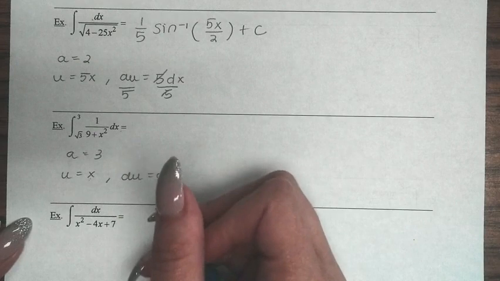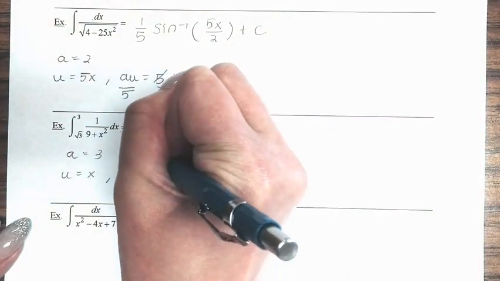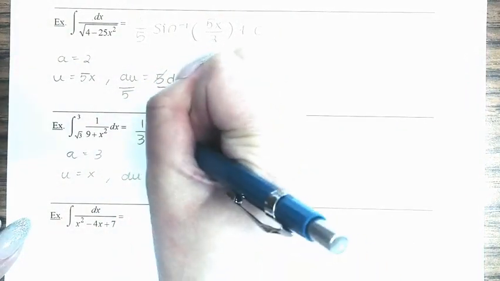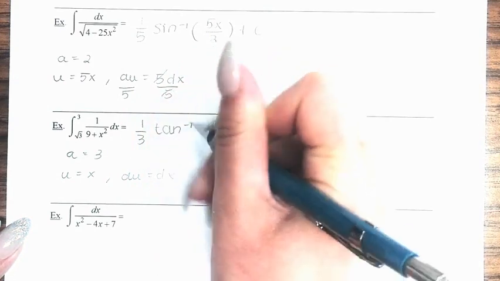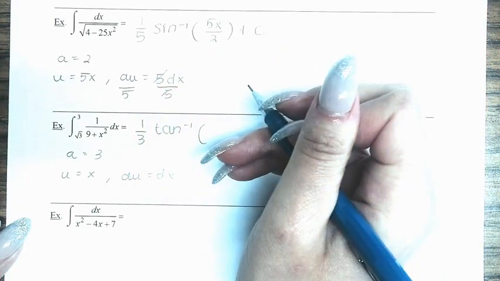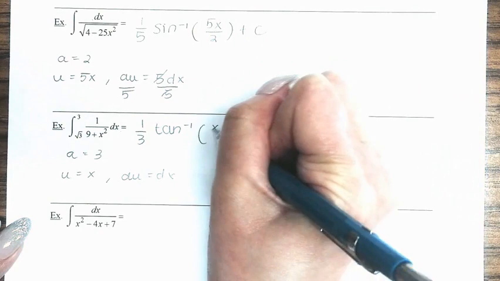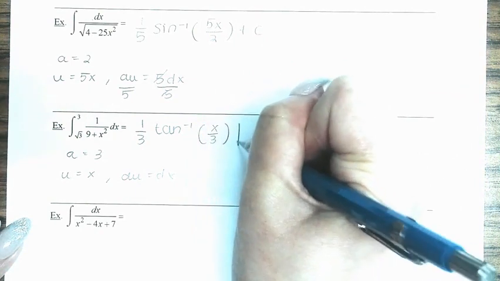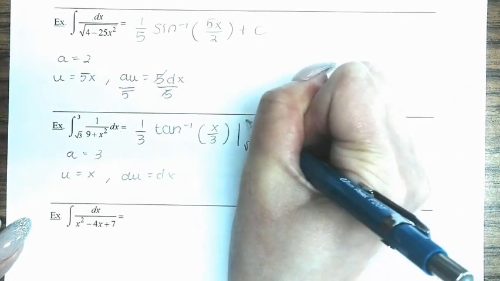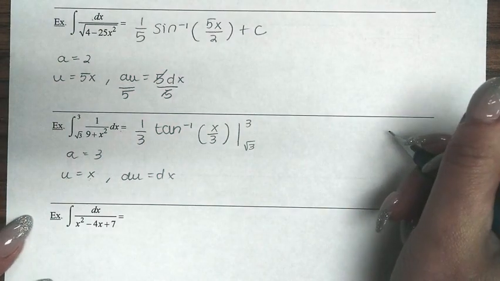Therefore, what you have here is 1 over 3, because the formula tells you 1 over a, tangent inverse, and then the formula tells you the tangent inverse is u divided by a, so x divided by 3, and this is evaluated from root 3 to 3. And you have the situation.